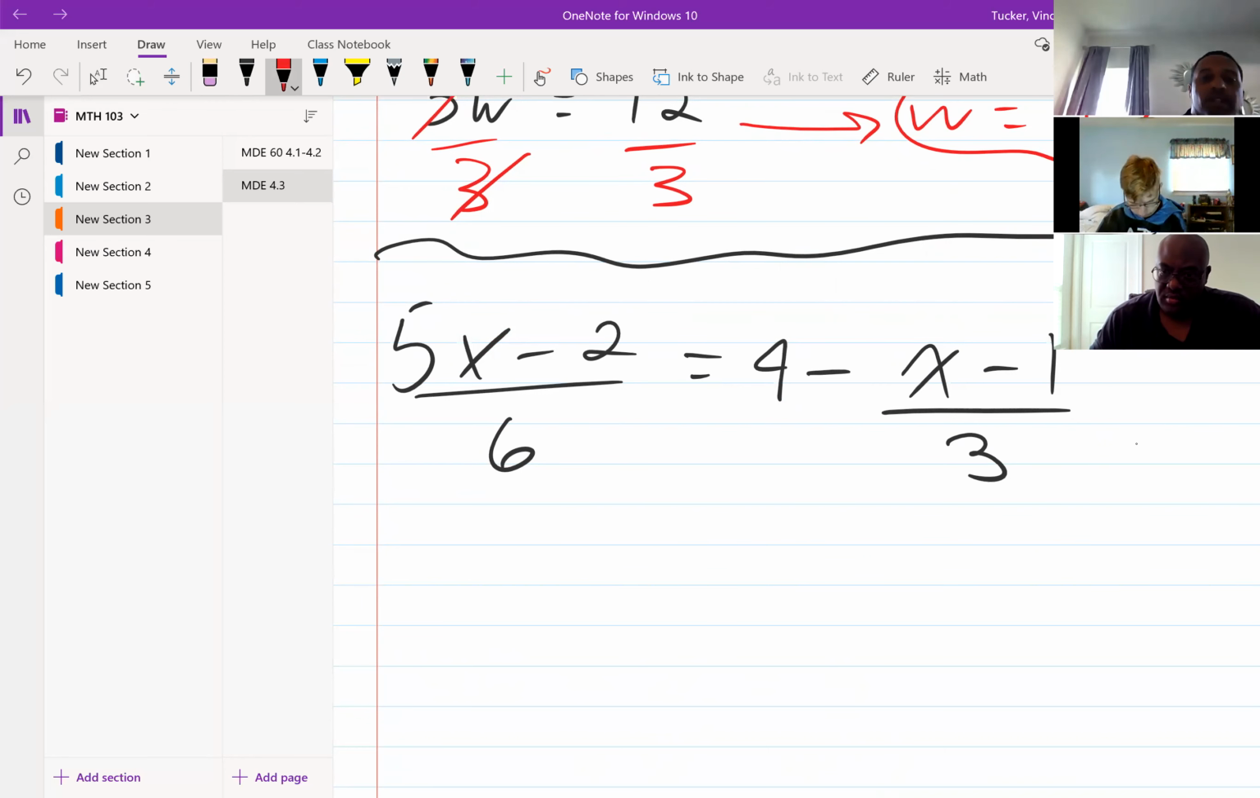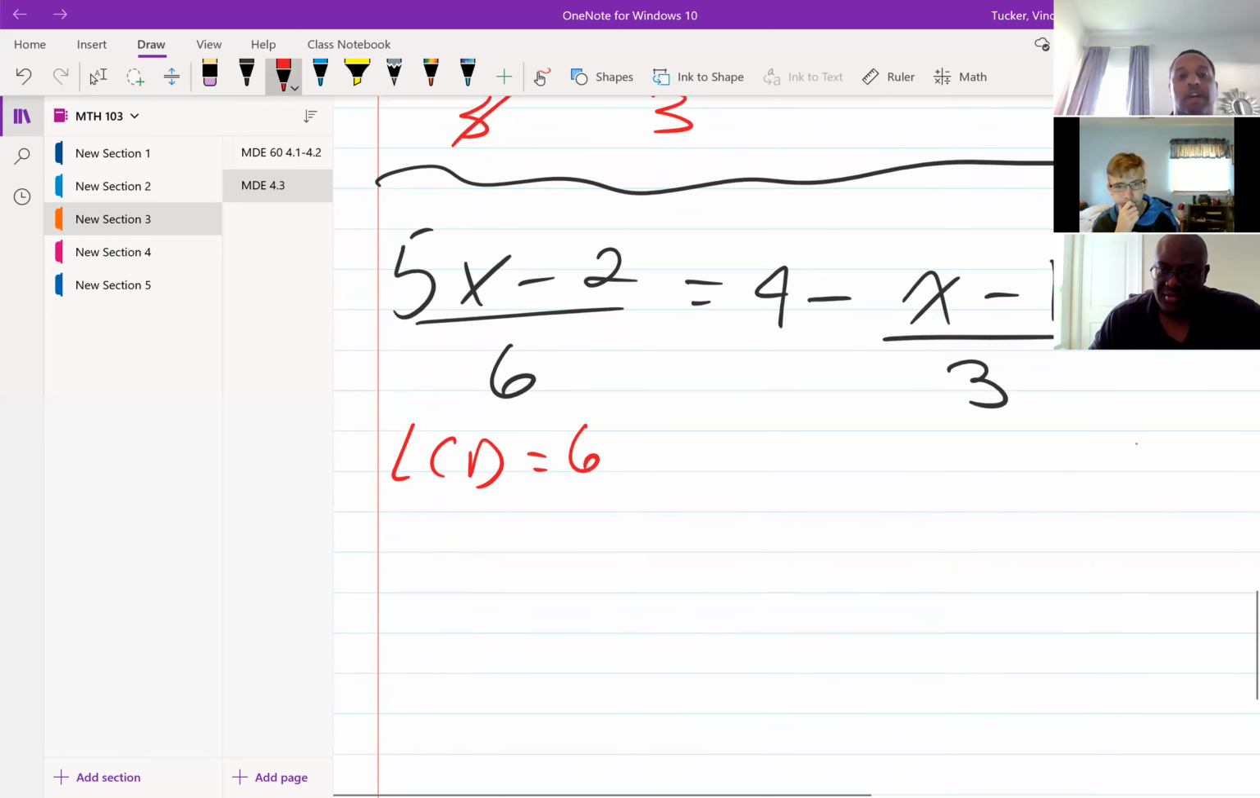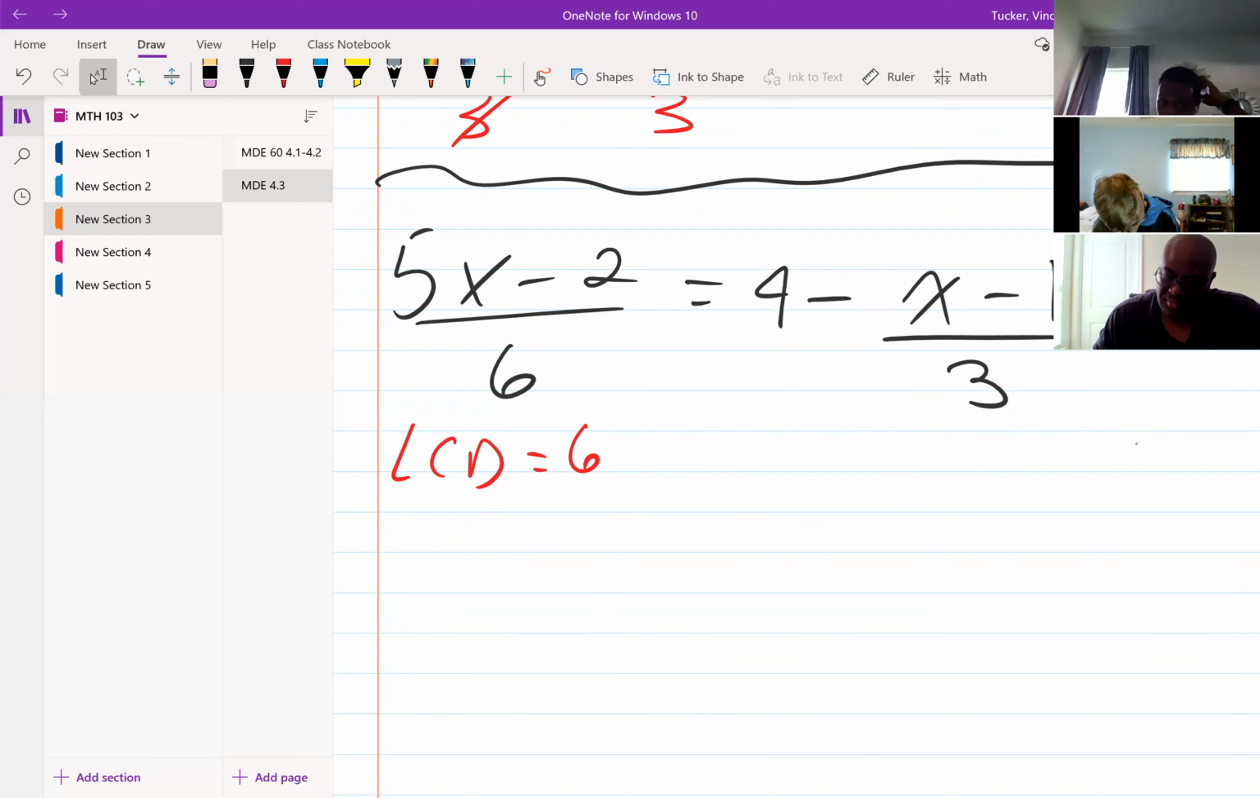And I will give you the hint that our LCD is... Anybody already see it? It's 6. Yeah, LCD is 6. So before we multiplied each term by 5, this time we'll multiply each term by 6. I'll give you a few seconds to try it, and then we'll walk through it.